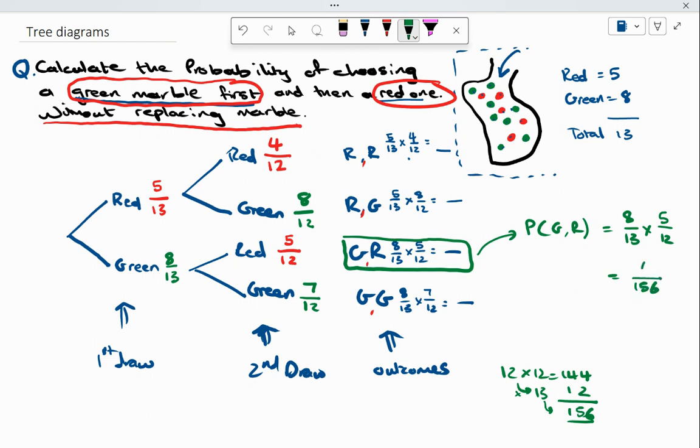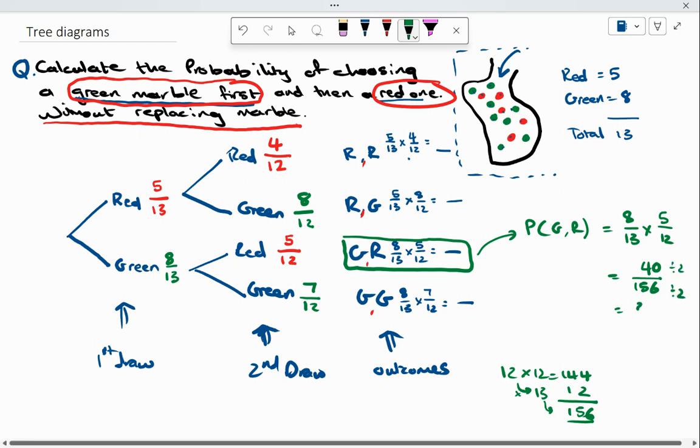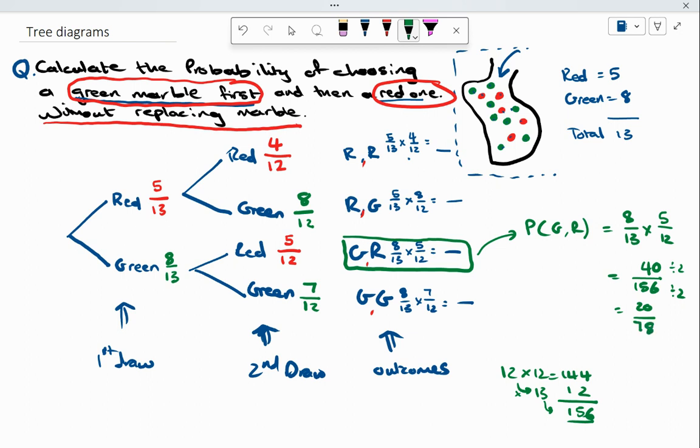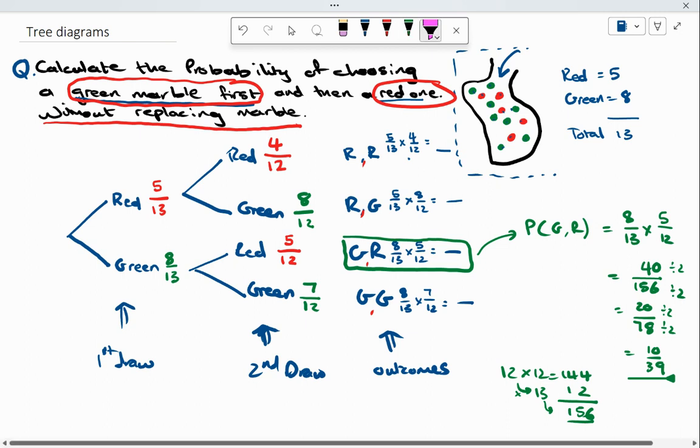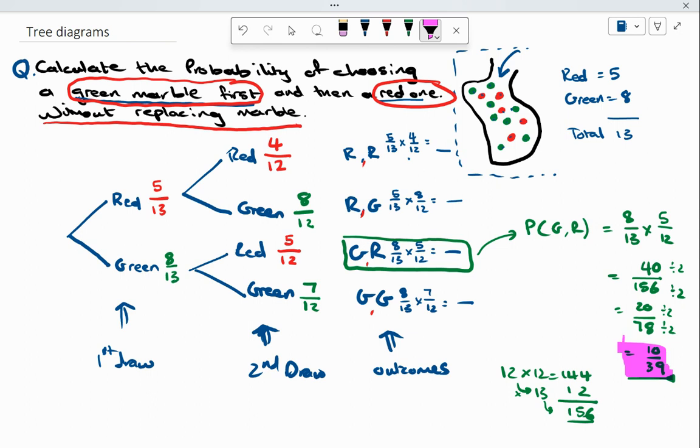And 8 times 5 will be 40. We can simplify this. Let's divide the top and the bottom by 2, for example. Without a calculator, 75 plus 3 is 78, and 78 times 2 equals 156. We can divide it by 2 again. 40 over 156 becomes 20 over 78, and then 10 over 39. We can't simplify any further than that, and so that's my final answer. The probability of choosing a green marble and then a red marble will be 10 over 39.